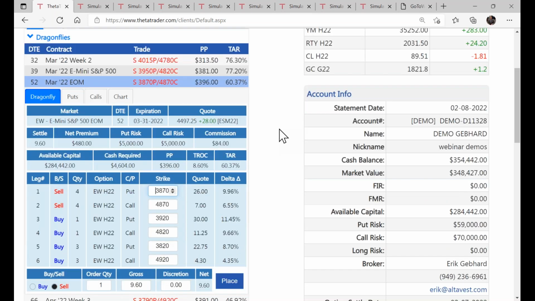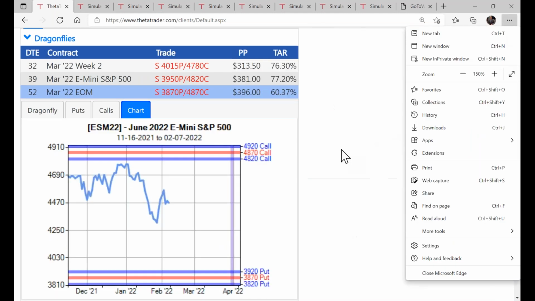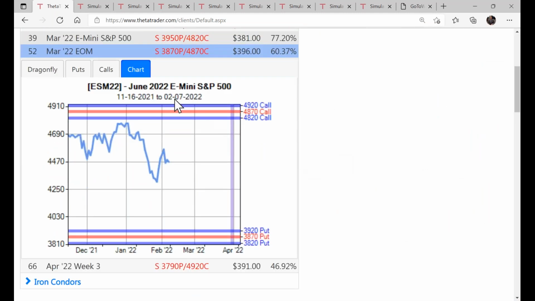Okay. How about an overhead view of the Dragonfly? Here's what it looks like. Hopefully you can see that okay. But this is the structure of this particular Dragonfly. Remember here, you're selling these 48.70 calls, that's the red line, but you buy one 48.20 call, and that's 50 points closer to the money, and the same structure with the puts.